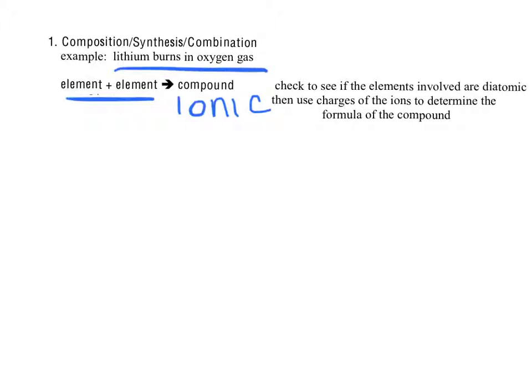So our first example is lithium burns in oxygen. Lithium is not a diatomic, so you're going to say Li. Elements on their own by themselves have to be neutral. Electrons match the protons, so there is no charge on the lithium yet. Oxygen, when it says combines with oxygen gas, is O2. It is a diatomic, so we have to say O2.